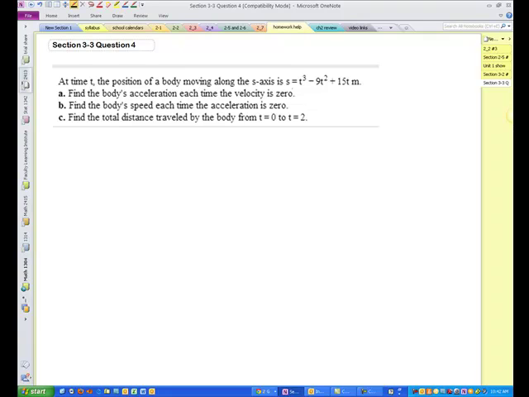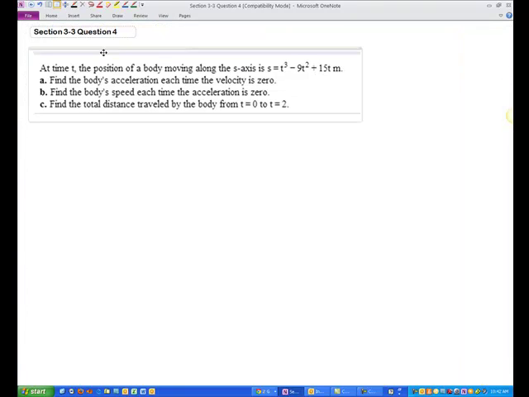But you have this equation, s of t equals t cubed minus 9t squared plus 15t. And so you want to give it some thought as to what that means. So let's just write that. We have s of t is equal to t cubed minus 9t squared plus 15t. And this is going to be a position in meters.